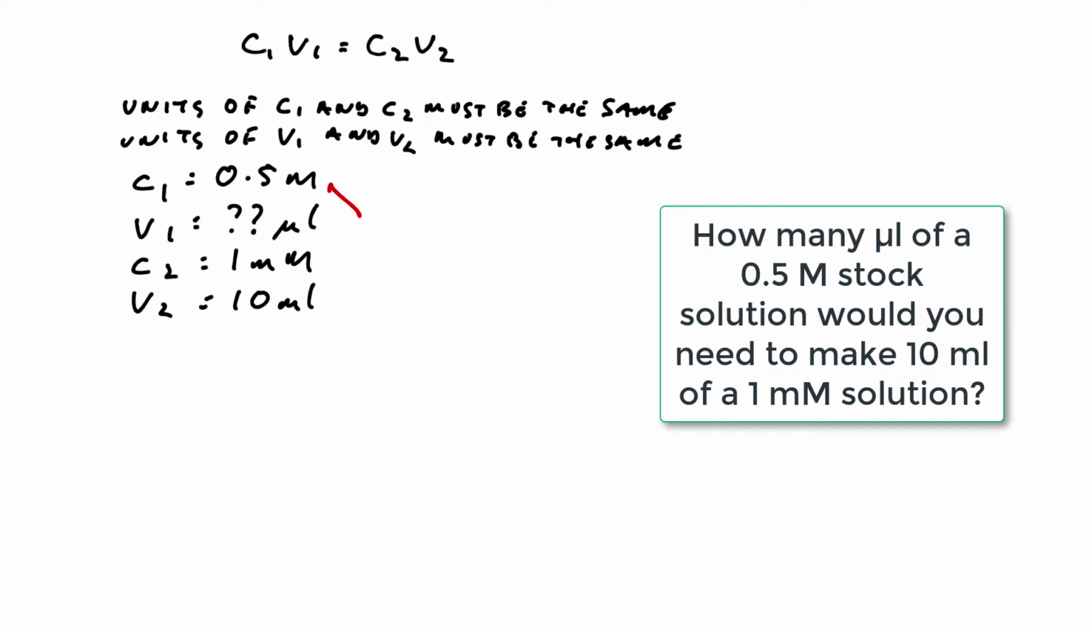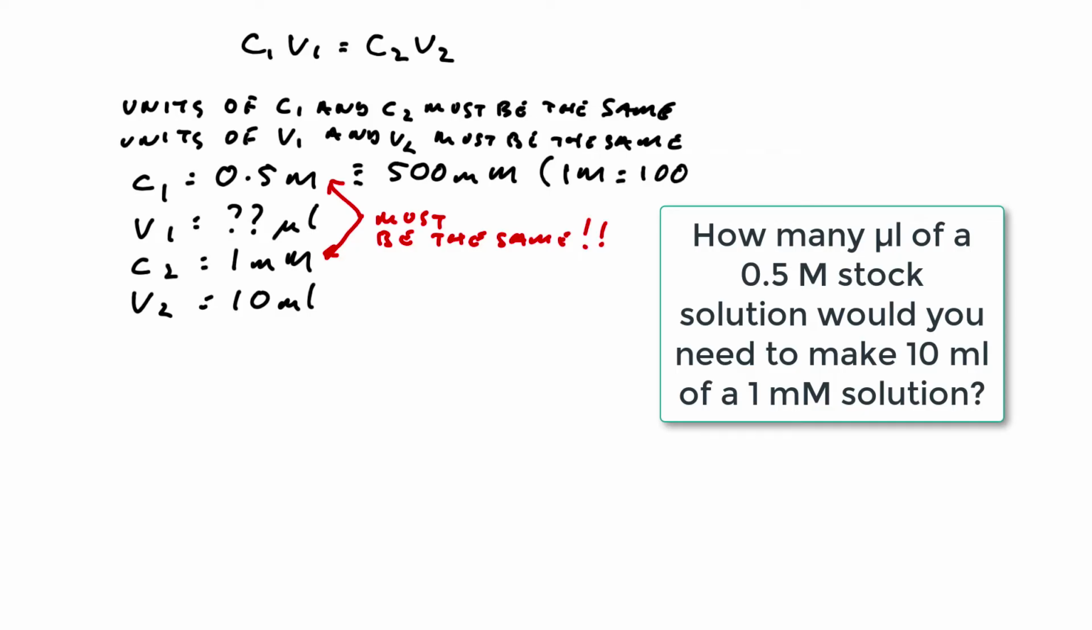As you can see, looking at this, C1 and C2 are in different units. C1 is molar and C2 is millimolar. Therefore, we need to convert C1 and C2 to the same units. Now 0.5 molar is the same as 500 millimolar. That's because there are 1000 millimolar in 1 molar. So the easiest thing to do is convert C1 to millimolar, so C1 becomes 500.